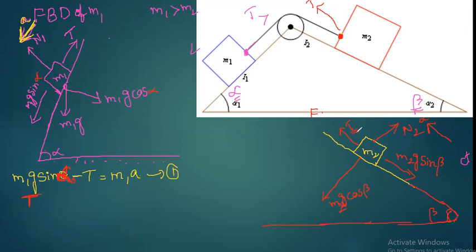Now tension T is in the same direction. T now, which is opposite to that, which force? M2G sin beta. M2G sin beta. Very good. Which is equal to what? T minus M2G sin beta is equal to F net. F net is M2A. Very good. So this is our second equation. Correct. Now, what do we get?